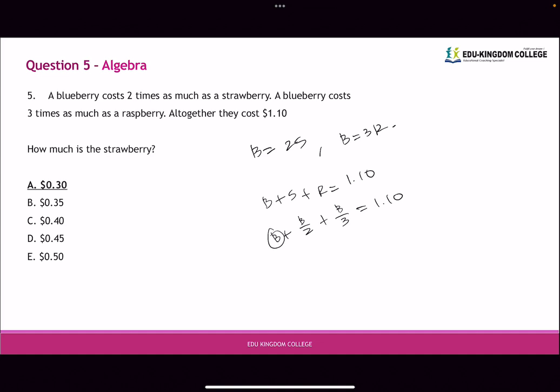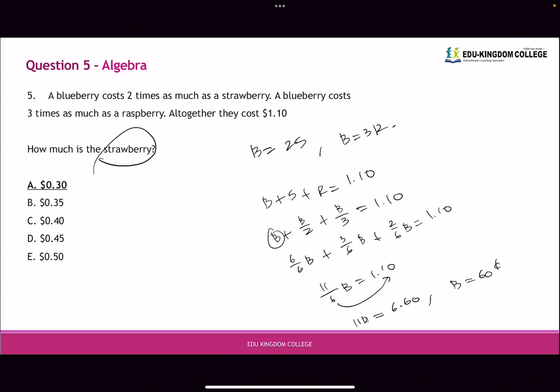So b is the same as 6 over 6b, because 6 over 6 is 1. b over 2 is the same as 3 over 6, so half is 3 over 6b, and then b over 3, or 1/3, is the same as 2 over 6b, equals $1.10. Now add those all together, you should get 11 over 6b equals 110. Move the 6 over, you should get 11b equals 660, and then divide that by 11, b equals 60 cents.